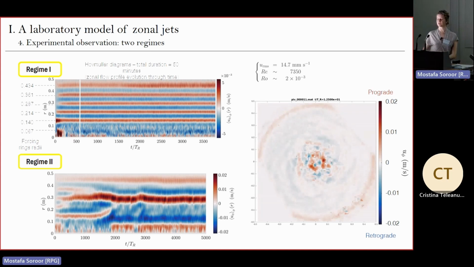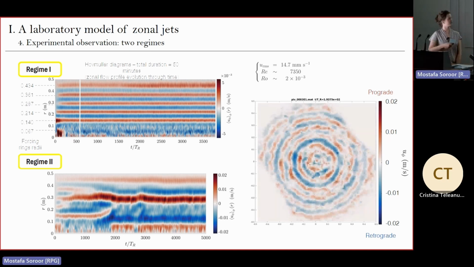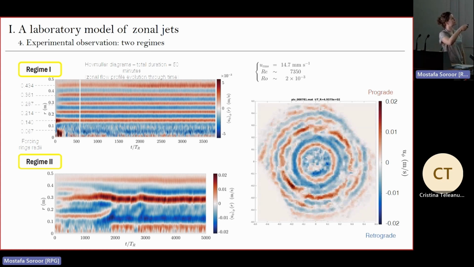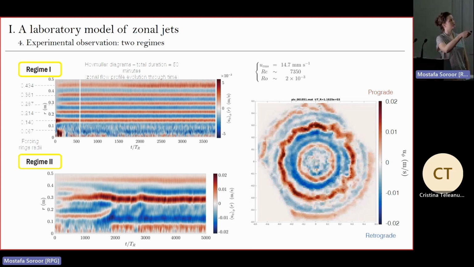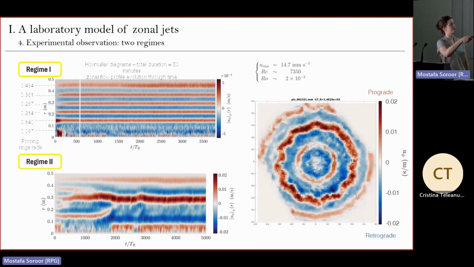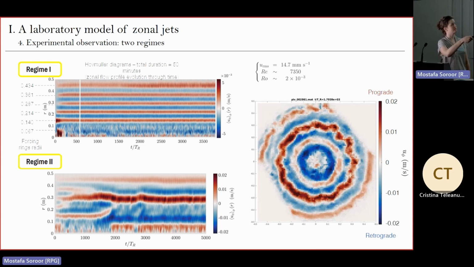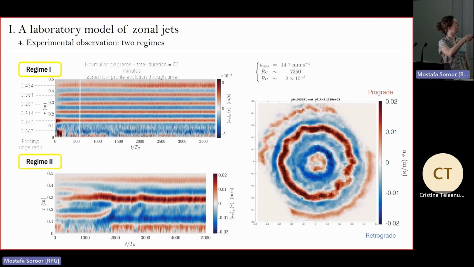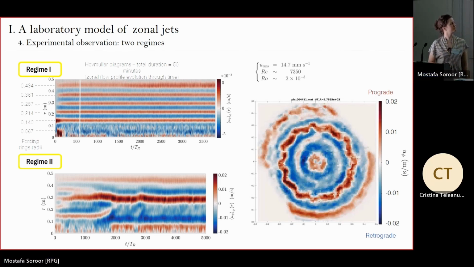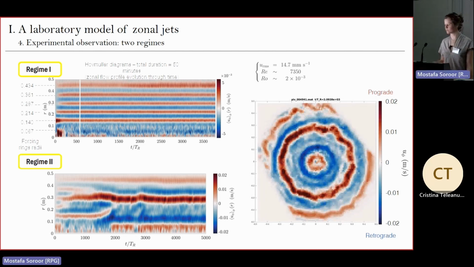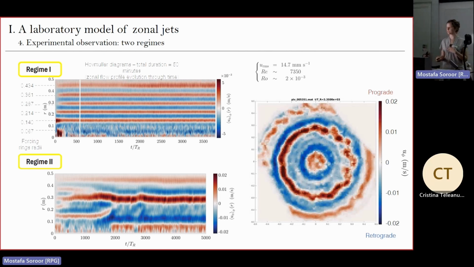Now, if we turn the forcing to higher amplitude, we switch to a second regime, which I call regime 2. You can see its development in this movie, where we start with regime 1, but eventually the jets drift and merge, and you have a new statistically steady state where they are broader, they equilibrate at a broader scale, and they are much more intense. And you can see the corresponding space-time diagram here on the left with this long transient. So regime 1, regime 2. Now the question was, of course, why do we have this transition, and how is it triggered physically in the system?